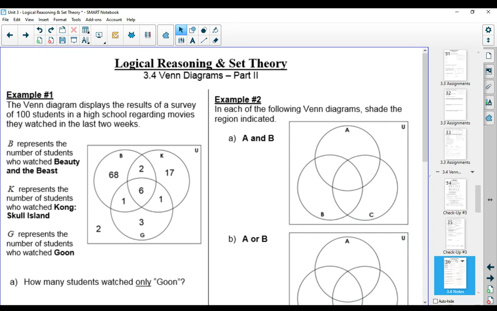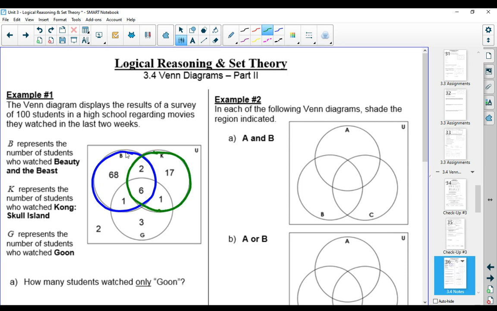So the first example says the Venn diagram displays the results of a survey of 100 students in a high school regarding movies they watched in the last 2 weeks. B is going to represent Beauty and the Beast, K is going to represent Kong, Skull Island, and G is going to represent Goon. Anytime I'm working with Venn diagrams, I mentioned this in the last lesson, I find it helpful to use colors to separate all of my circles. So I've got blue for Beauty and the Beast, green for Kong, and red for Goon.